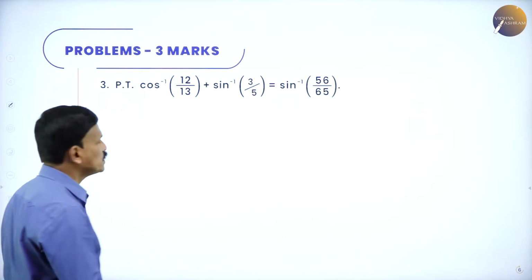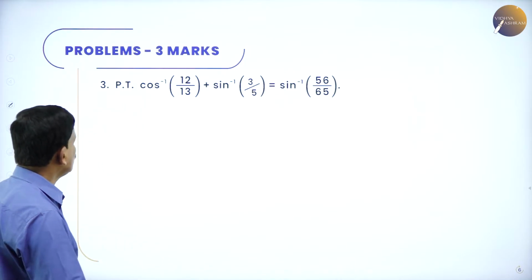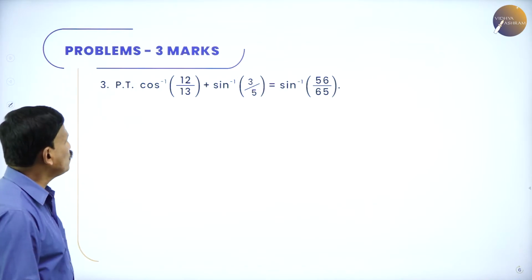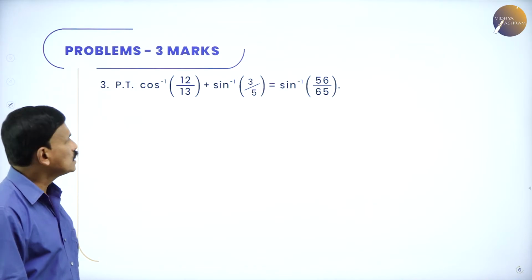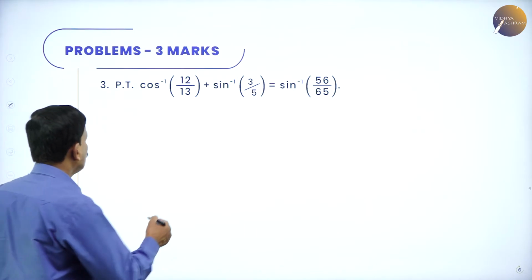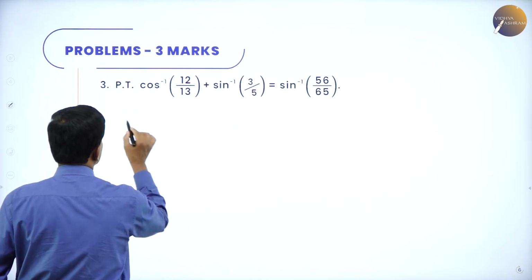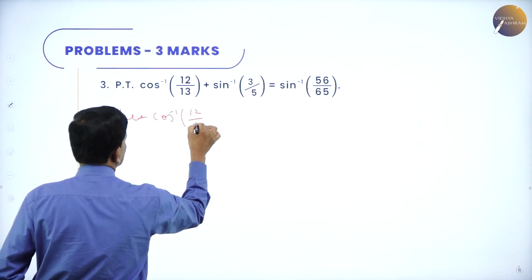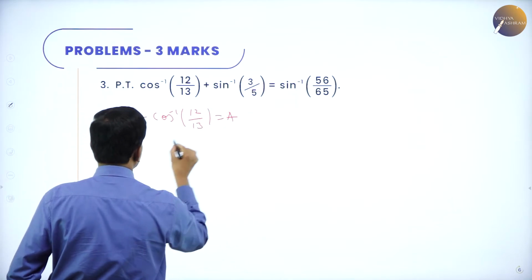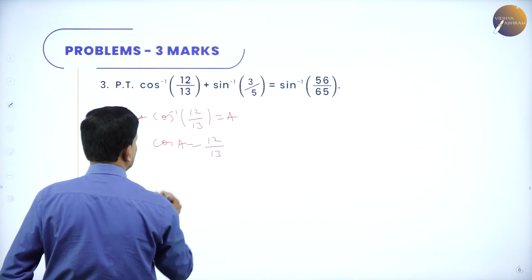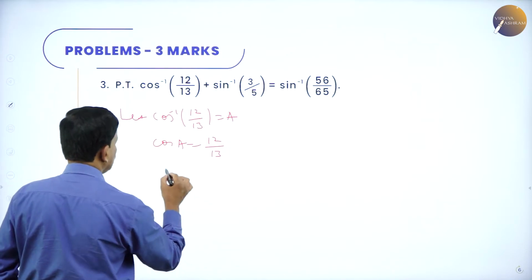What is the next problem? Same type. To prove that cos inverse of 12 by 13 plus sin inverse of 3 by 5 is also equal to sin inverse of 56 divided by 65. Same concept. Now let us consider this as A and this as B. Let cos inverse of 12 by 13 is equal to A. This implies cos A is equal to 12 by 13. Find out the value of sin A.